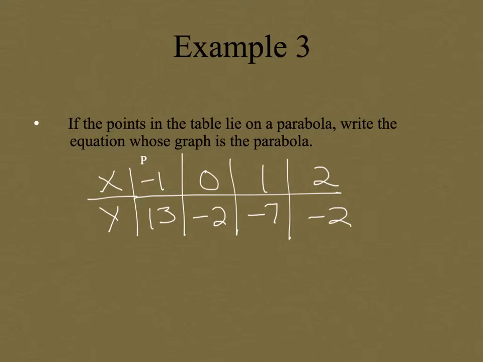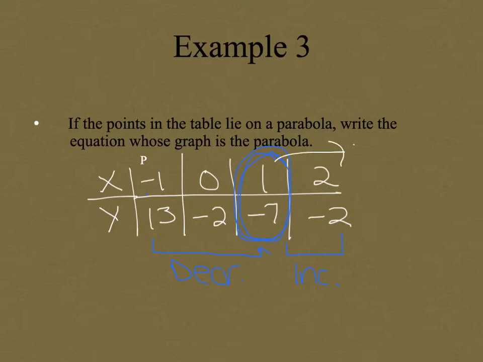Based on what I see in this table of values, I can see that (1, -7) is going to be my vertex. The reason I know that is that I can see my function decreasing from x equals -1 to 0 to +1, and then all of a sudden I start increasing. So this right here in my table at (1, -7) is considered a turning point.